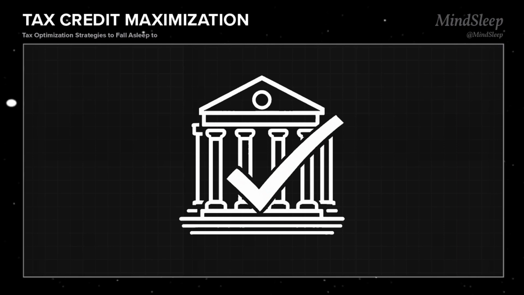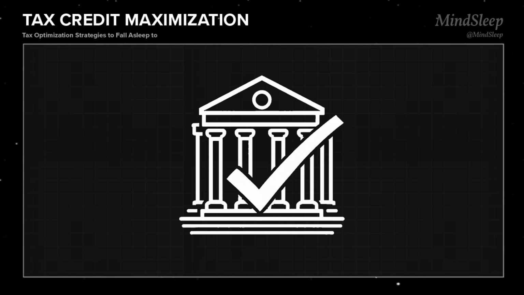At its core, a tax credit is a dollar-for-dollar reduction in the amount of tax owed. Unlike deductions, which merely reduce your taxable income, credits directly decrease your tax bill. This fundamental difference makes credits particularly valuable, especially for those in higher tax brackets.